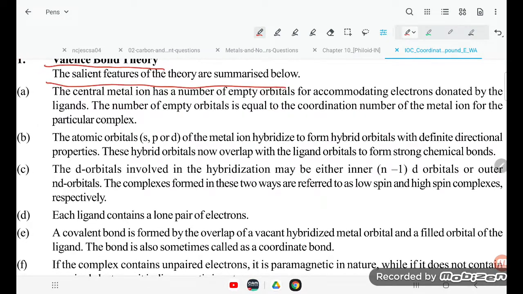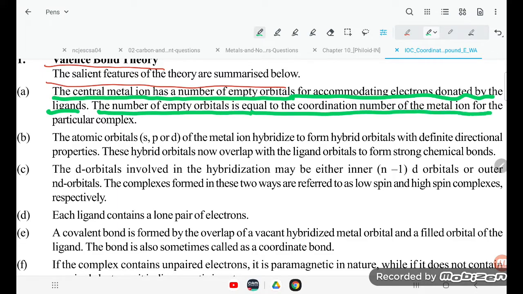The first point which we have to understand, students, is that the central metal ion has a number of empty orbitals for accommodating electrons donated by the ligands. The number of empty orbitals is equal to the coordination number of the metal ion for the particular complex. So the number of empty orbitals is the coordination number. So CN is equal to what, students? The number of empty orbitals. This is the first point, students.